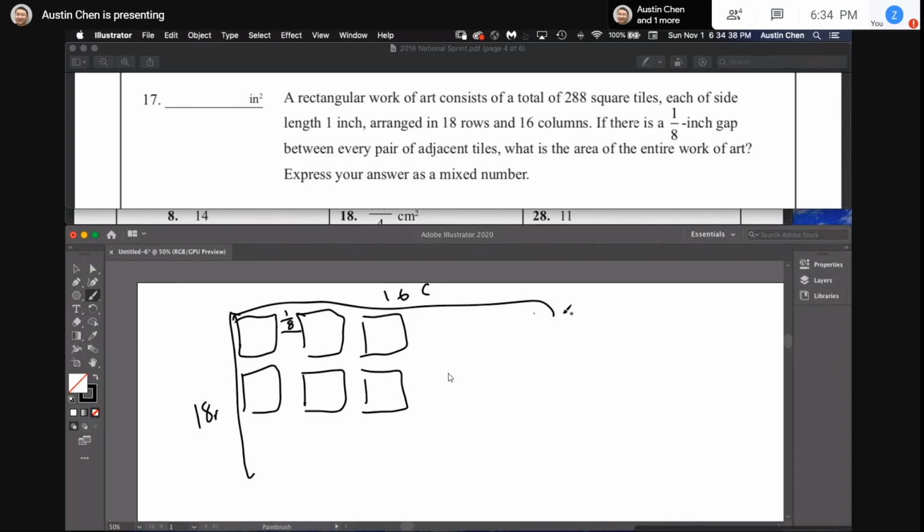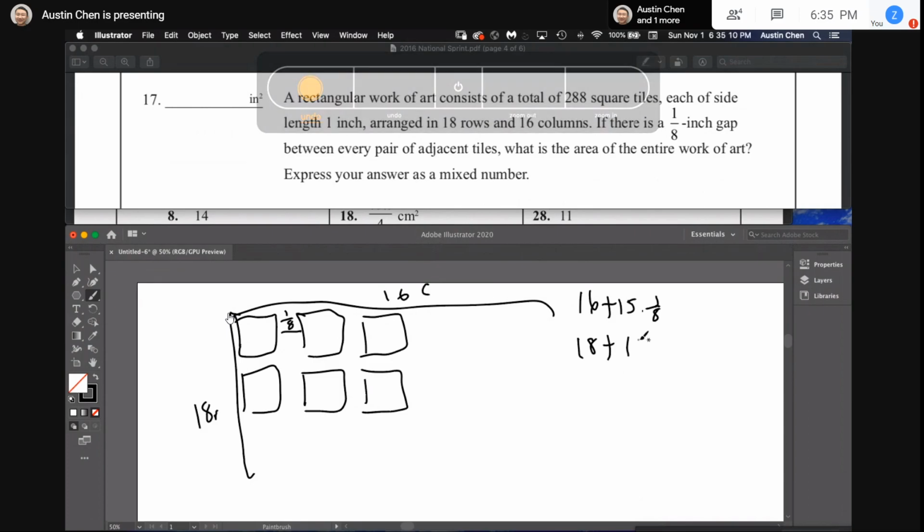Well, we have 16 tiles, so just the length of those tiles is going to be 16 times the 1 inches, so 16 inches. But then we have gaps between the tiles, right? So if we have 16 tiles, we're going to have 15 gaps between the tiles. So that means we're going to have to add 15 times 1/8 length for each of the gaps, right? And then the length of this is just going to be 18 plus, oh, not 18, sorry. It's going to be 18 plus 17 times 1/8. And then we just need to multiply these two numbers together.